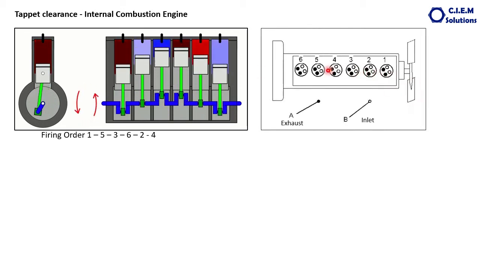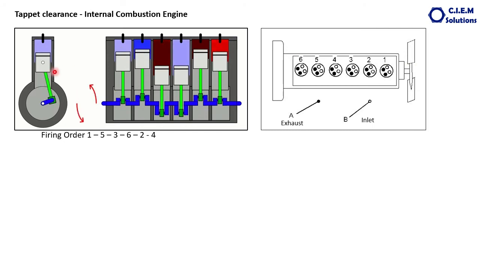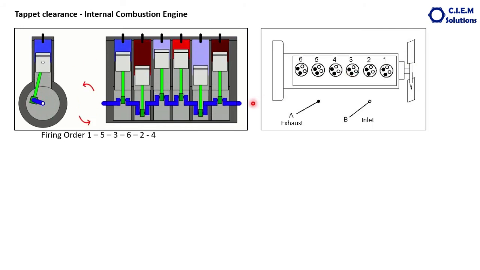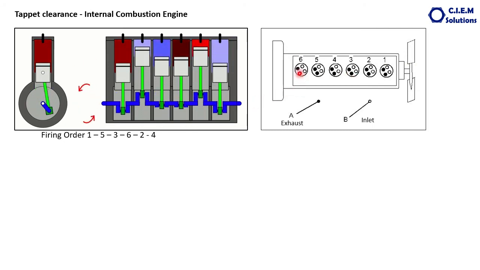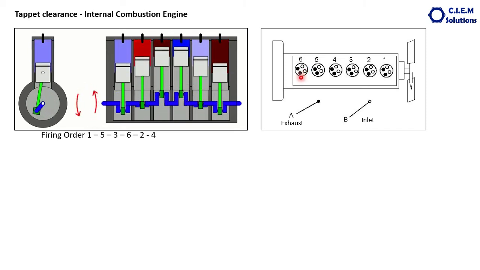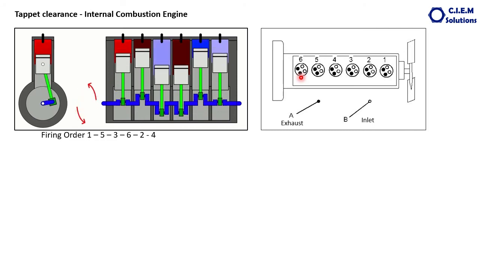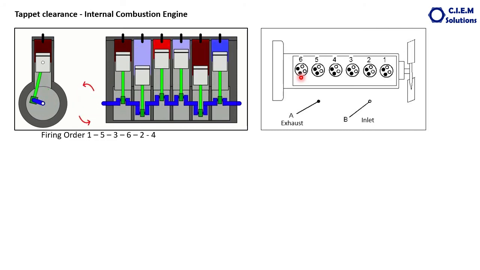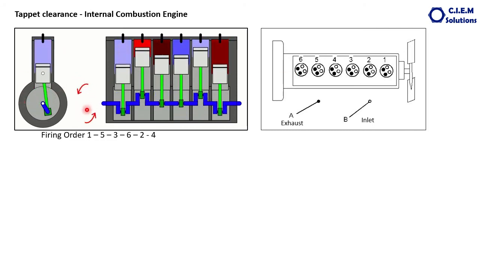1, 2, 3, 4, 5, 6. The dark ones are the exhaust valves, and the light circle one is the inlet valve. This engine has 4 valves per cylinder. Okay, so the engine is rotating like this.